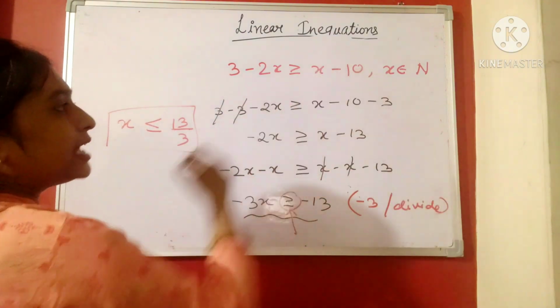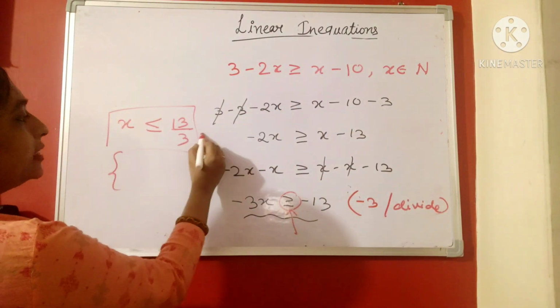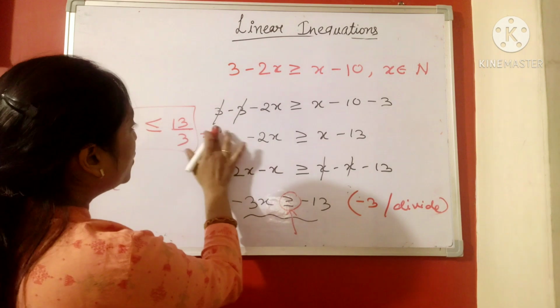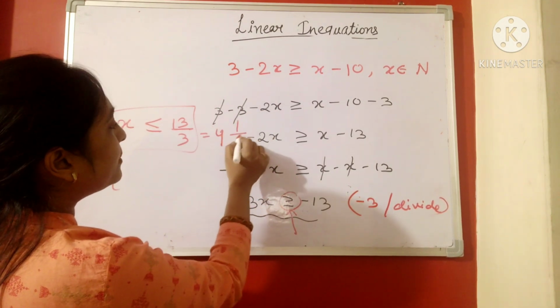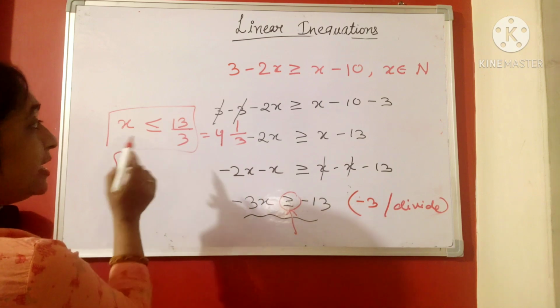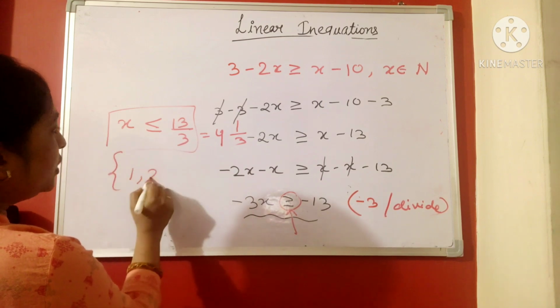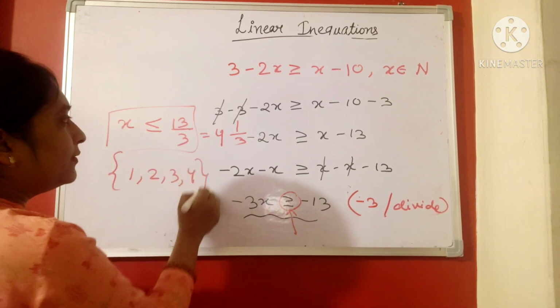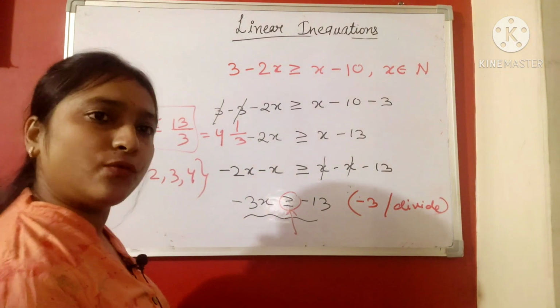Now this was a natural number. So this is 13 upon 3, which is 4 whole 1 by 3. Fine. And it is a natural number. It is less than or equal to, so 1, 2, 3 and 4. Fine. We will take till 4.